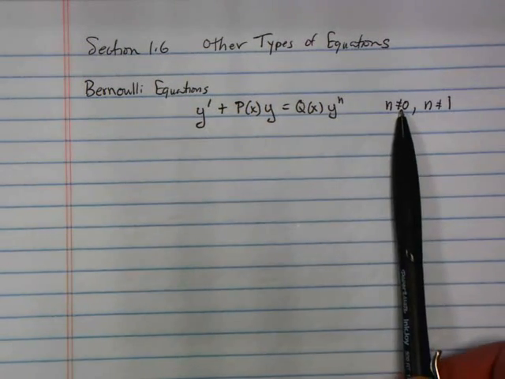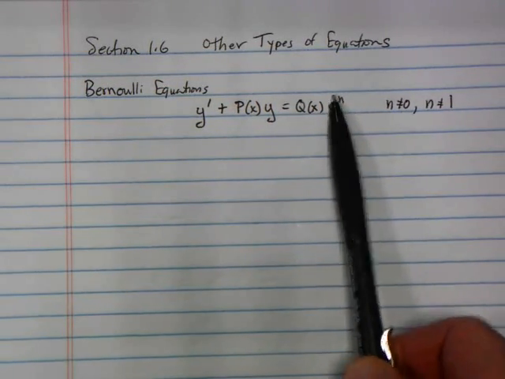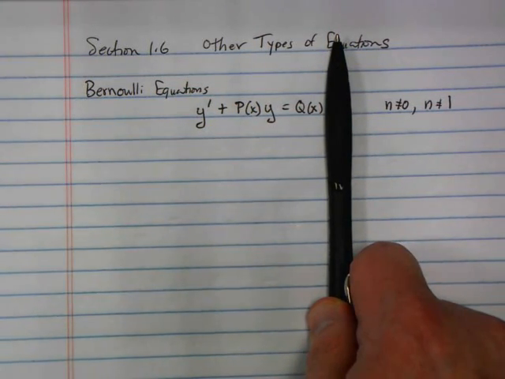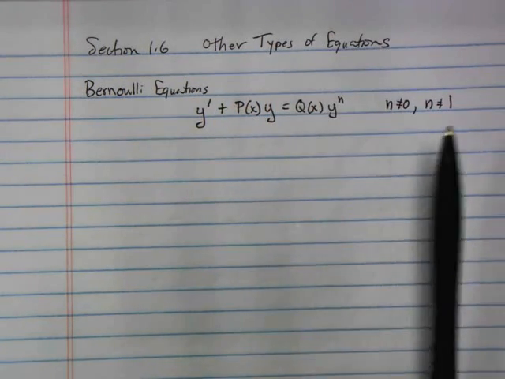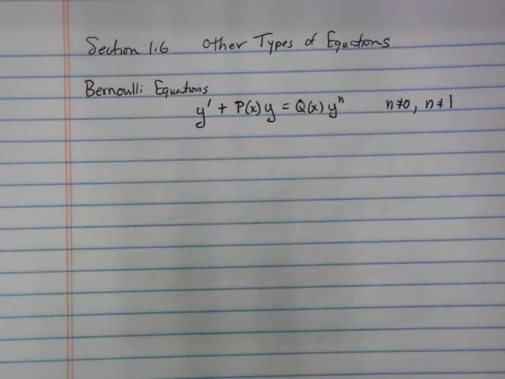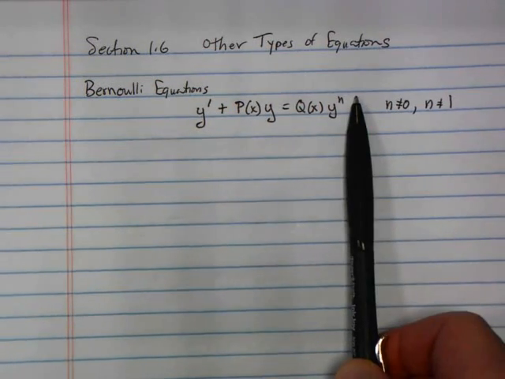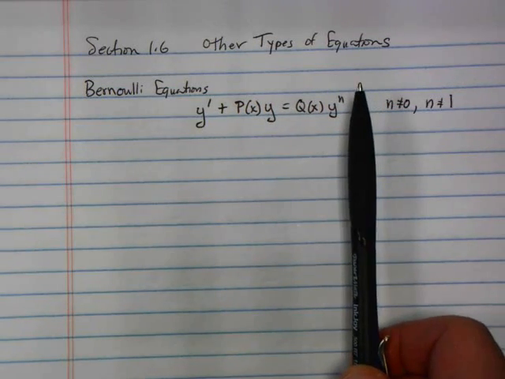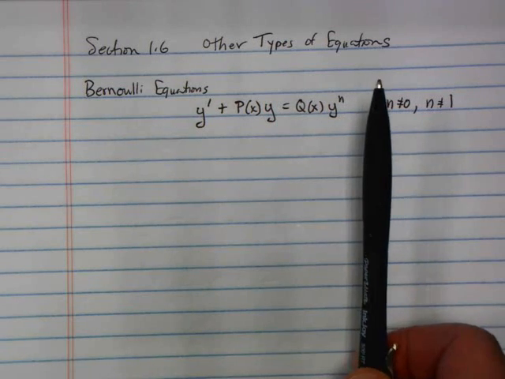How come n can't be 0? If n is 0, then y to the 0 is 1, so you've got a linear equation. So it is still technically Bernoulli, it's also linear, so we don't really worry about it. What if n is 1? If n is 1, you can bring this piece over here, factor out the y, and it's a separable equation. So we already know how to do those too. Nothing new.